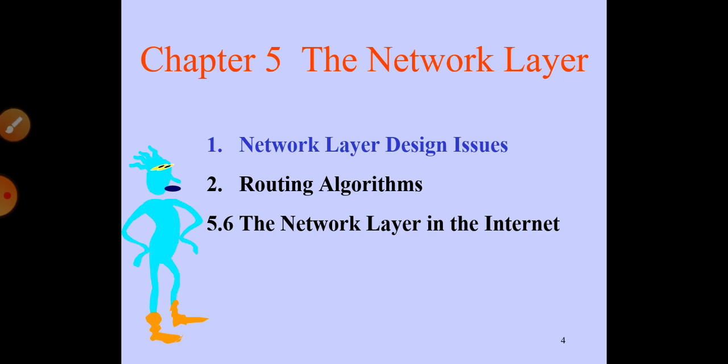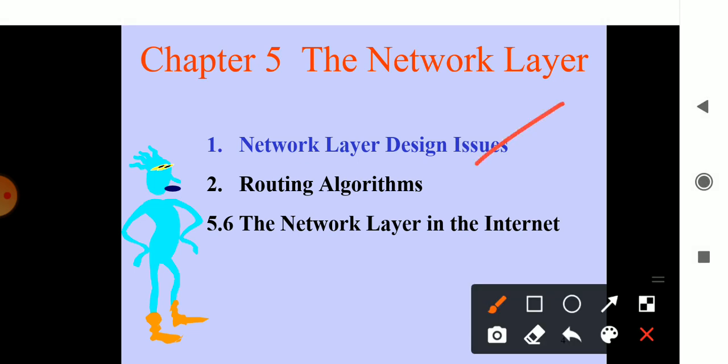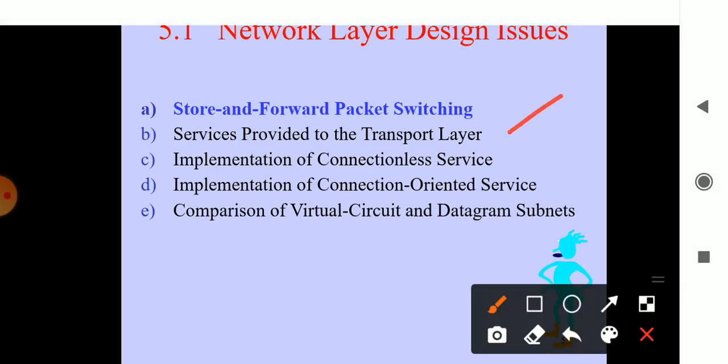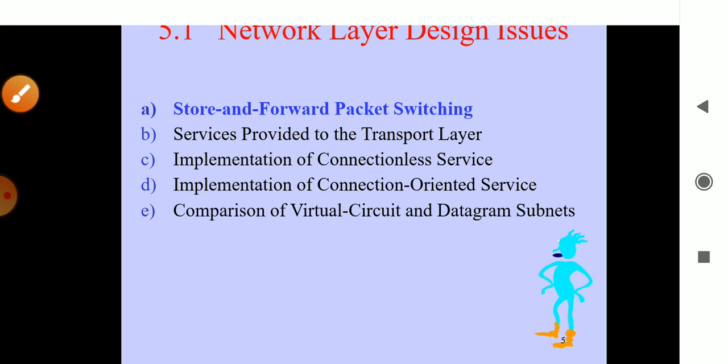And in the network layer, you will be discussing the various paths, the issues related to the network layer, then the routing, and then the network layer in the internet. The network layer design issues: there are 5 design issues to be considered. One is store and forward packet switching. Then the service provided to the transport layer. Then connectionless service and connection oriented service, and the comparison between the virtual circuit and the datagram subnet.